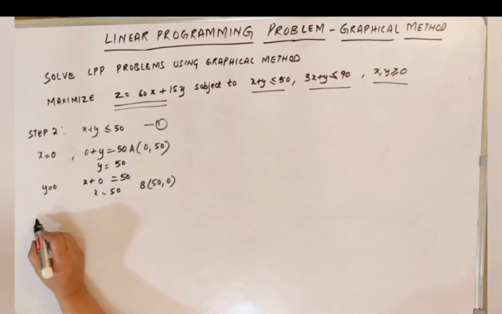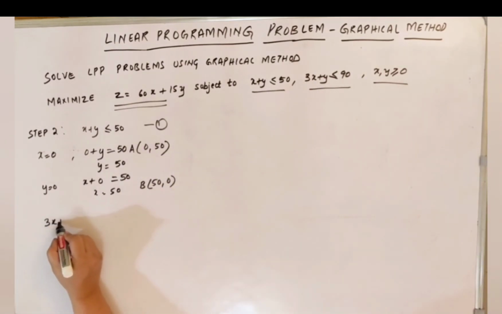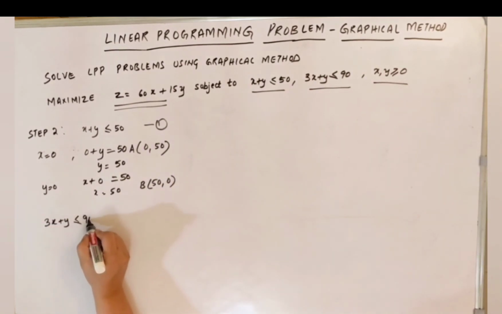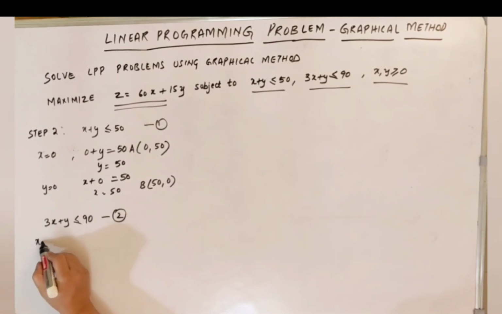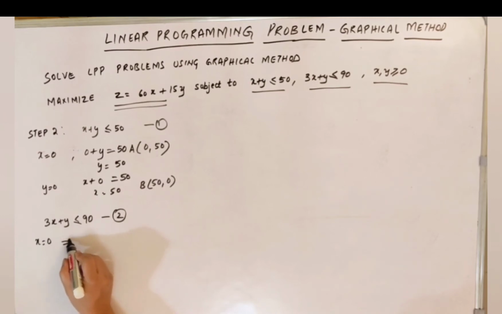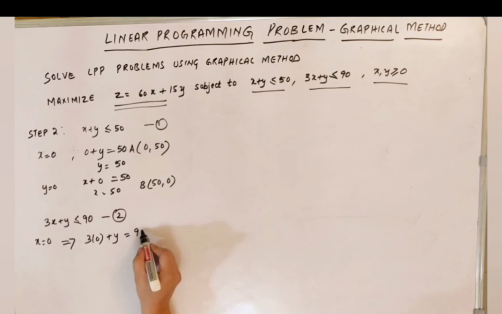Let's do the same thing for the second constraint. Second constraint is 3x plus y less than or equal to 90. So this is our second constraint. So we are going to again take x is equal to 0. So what do you get? 3 into 0 plus y equal to 90, which means y is equal to 90.